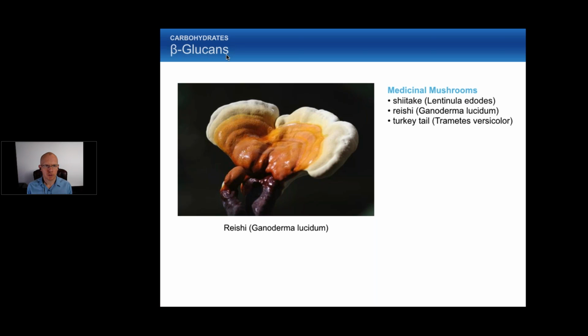So reishi mushroom, there's a photograph on the left. This is one that I grew myself. You can buy little mushroom kits for basically a brick of sawdust with the mycelium of the mushroom inside of it. And when you add it to water, the mycelium grows, and then it sends out little fruiting bodies, which is what you see there, the mushroom.